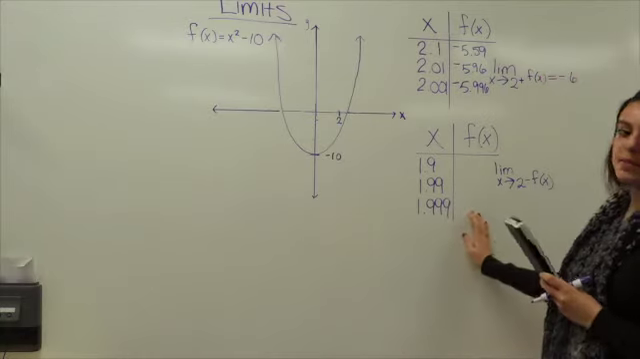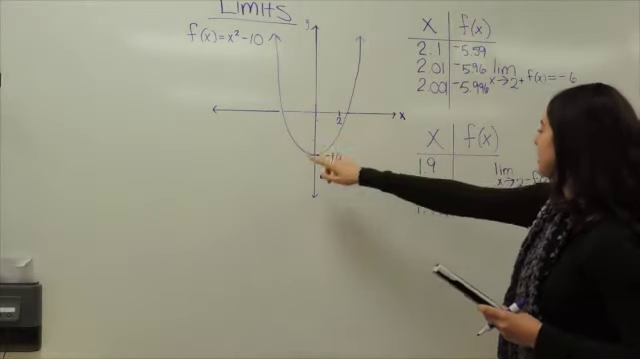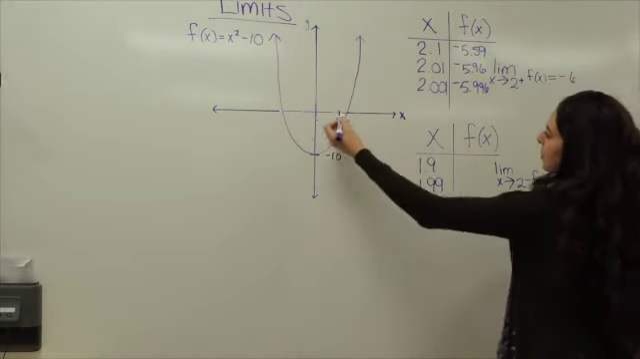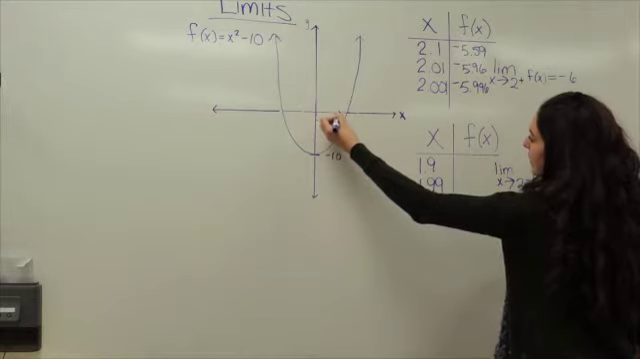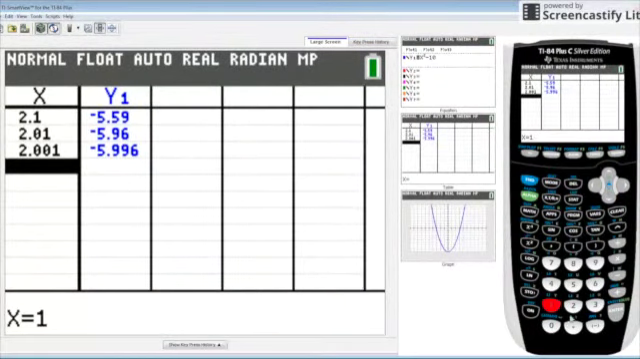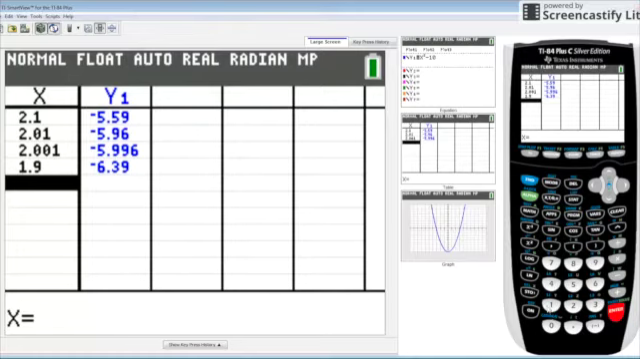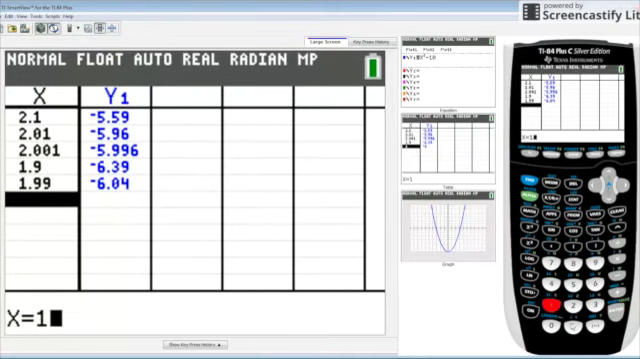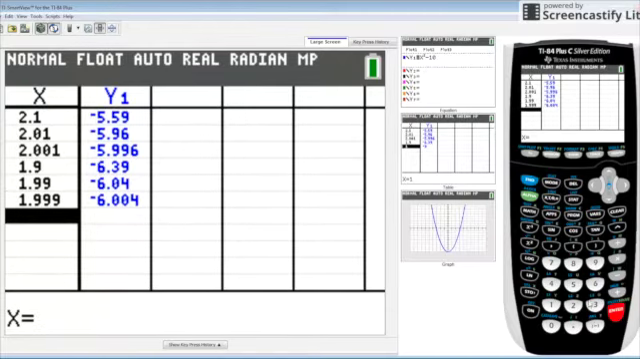And now we're going to do the same thing, but approaching 2 from the left side. So this time you'll do 1.9, then 1.99, then 1.999, and keep adding 9s and see what you're getting closer to. For 1.9, you're going to get negative 6.39. For 1.99, you'll get negative 6.04. And for 1.999, you'll get negative 6.004.